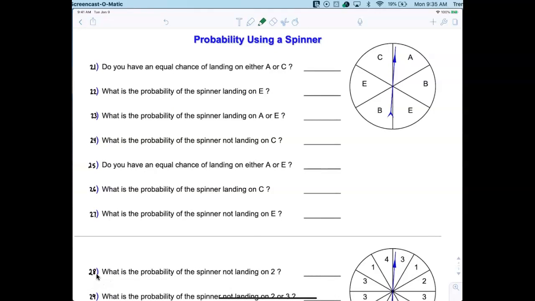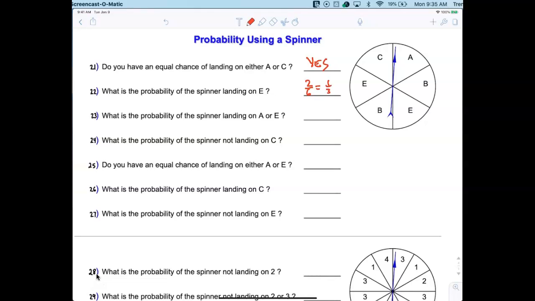So you're spinning this spinner. Do you have an equal chance of landing on either A or C? Yes. Is there one A and one C? So you have an equal chance. So we would say yes. What's the probability of landing on E? 1 out of 6? How many? 2 out of 6, which is 1 out of 3. Then reduce it to 1 out of 3.